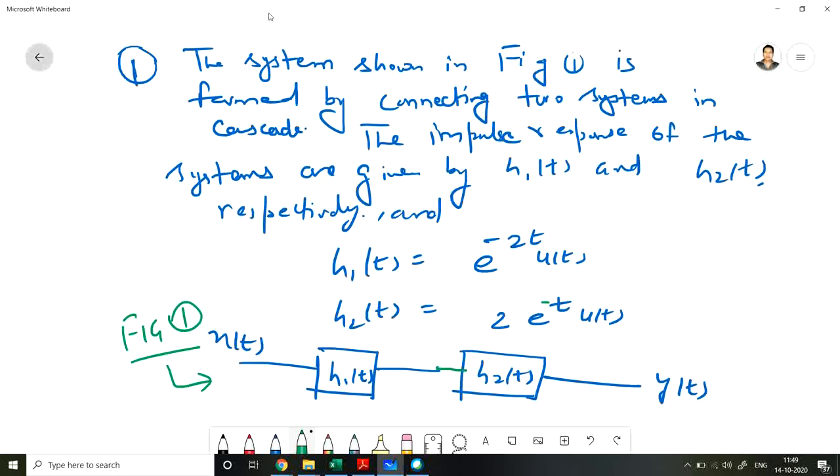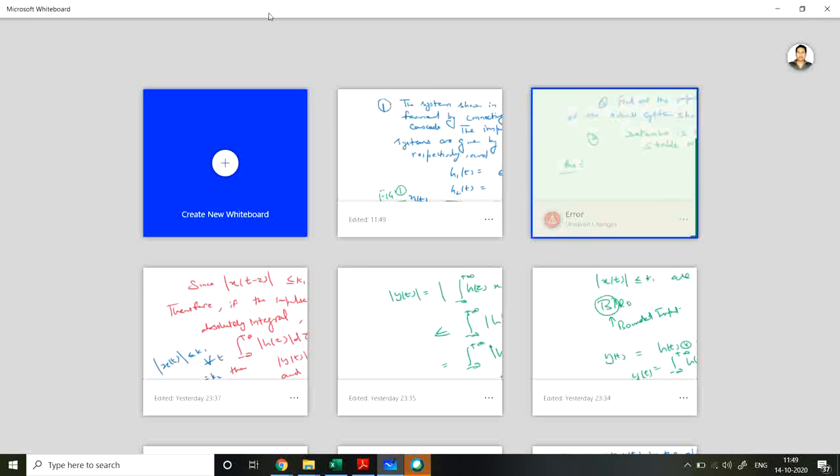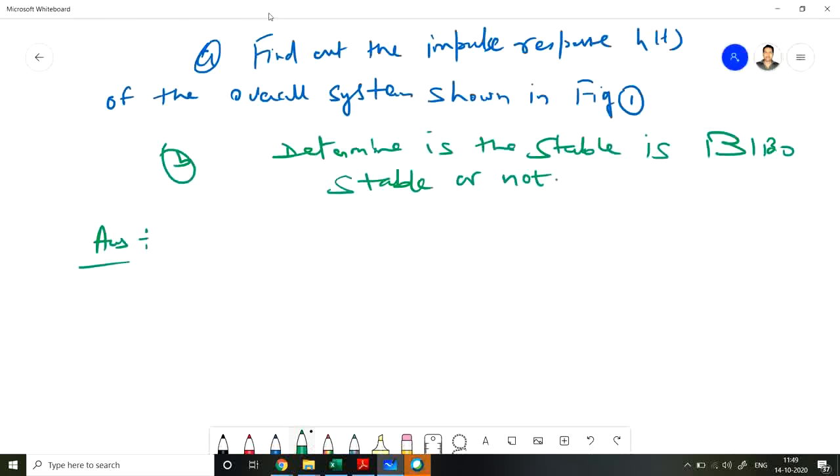Now we need to find out, so what we need to find out? We need to find out the impulse response of the overall system, and second, we need to find out the BIBO stability of the system. Okay, so let us do that problem.